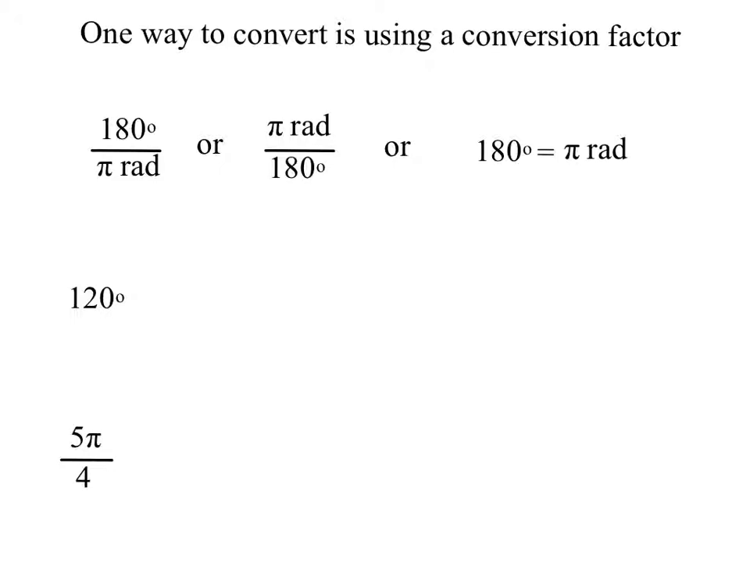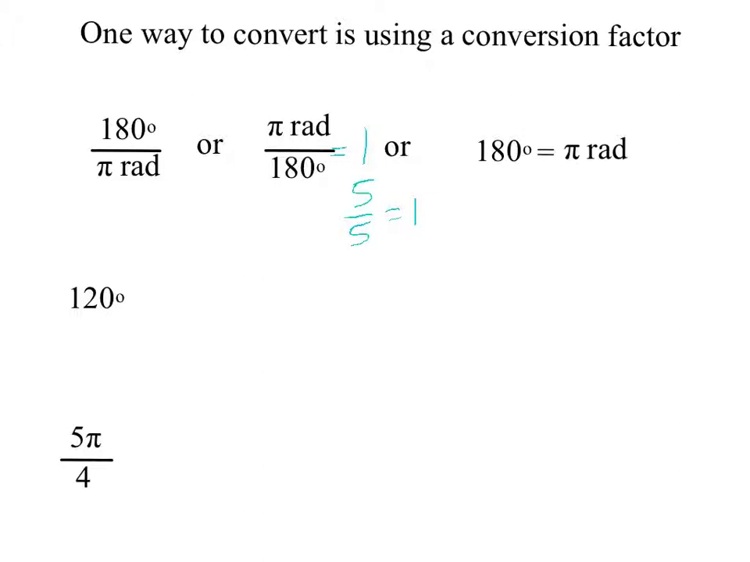One thing you want to notice is that 180 degrees is the same thing as pi radians. So if I took these two things and made a fraction out of them, this whole fraction is worth 1, because they're the same thing on top and bottom. Just like 5 over 5 equals 1. Remember that we call this a conversion factor.